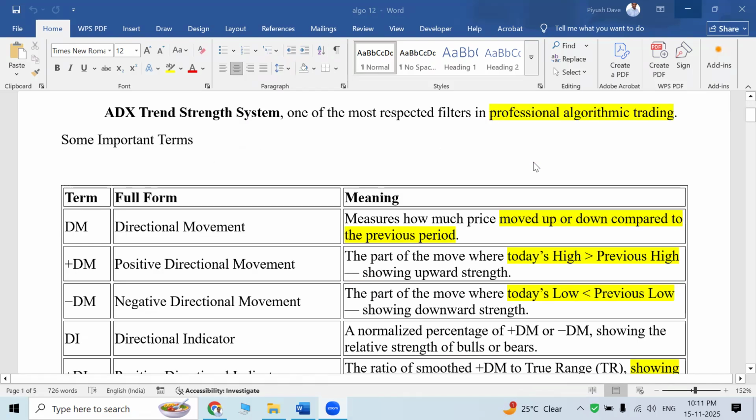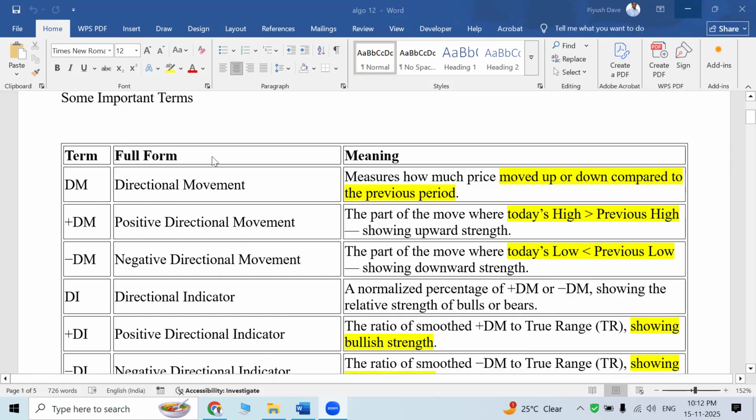There are some terms we are going to use in the mathematics. Let me first explain each term, and then we will understand the mathematics and the actual trade happening with ADX. What is the meaning of DM? DM is directional movement. It is an upside or downside movement which is compared with the previous period.